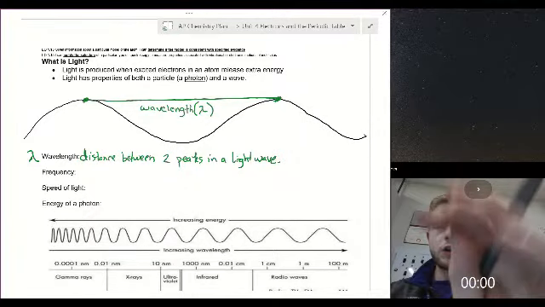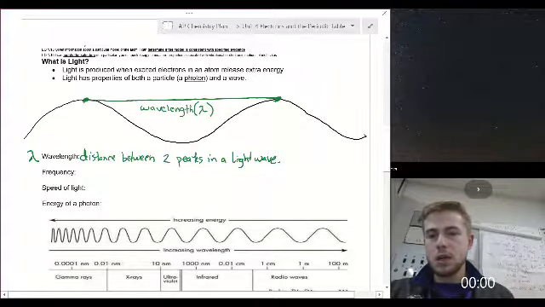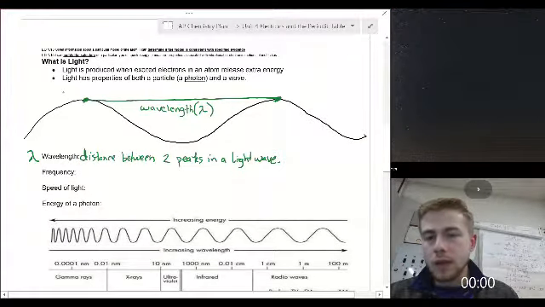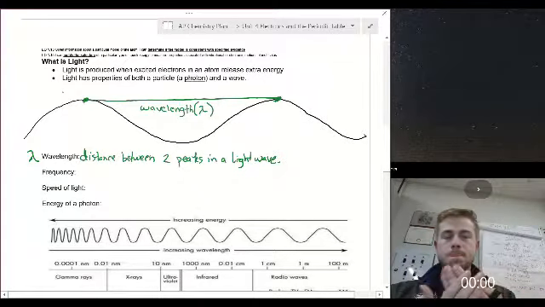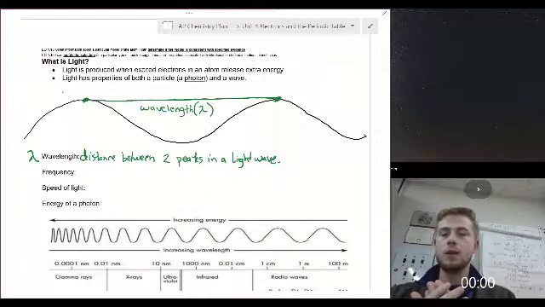So the next one is frequency. I'll change my color for this one. I'll use red. So I'm going to use thicker red. Let's see how that works. So frequency is the number of times a peak passes a certain point in 1 second.